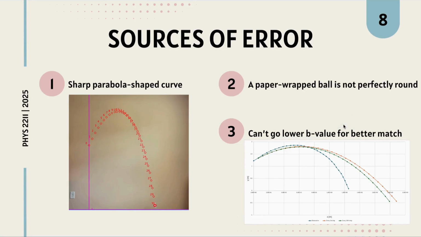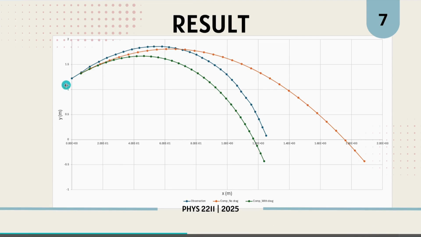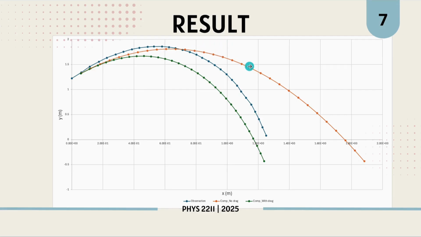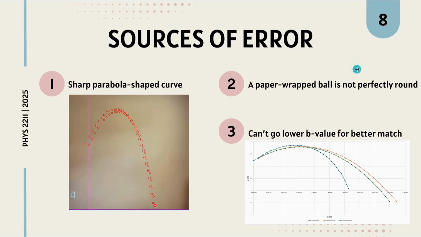Here are some sources of error in my experiment. Firstly is the shape of the curve. It is a somewhat sharp parabola shape. As a result, my observation model in blue has the highest y value, even higher than the orange graph, so there is no way for the green graph to match my blue graph.